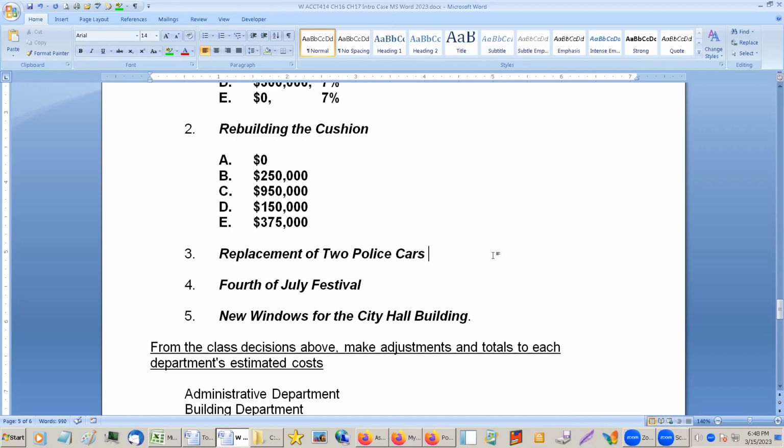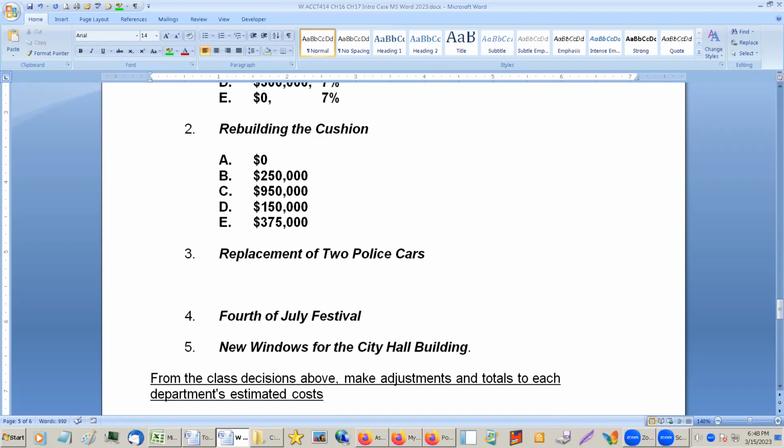Replacement of the two police cars. Okay, so I'm going to put the options in here. We'll fill in the numbers in a second. Okay, so the option A. Replace both police cars. And then also, let's also put in the net cost of it. And we'll figure that out in a second here.